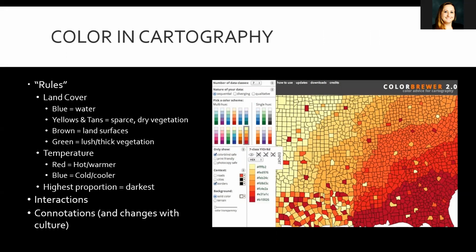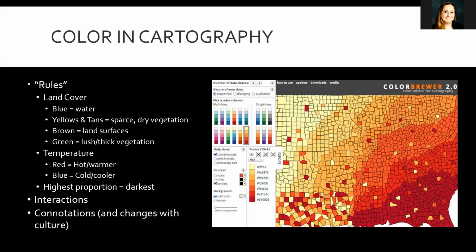Okay, so color in thematic mapping is probably the least understood of all the design elements because it's subjective rather than objective. However, there are a few general rules. So blue most often represents water, yellows and tans represent sparse, dry vegetation, browns represent bare land surfaces, and greens represent lush, thick vegetation. In terms of temperature, red usually represents hot or warmer temperatures, and blue represents cold or colder temperatures.